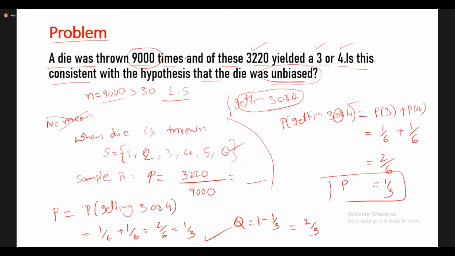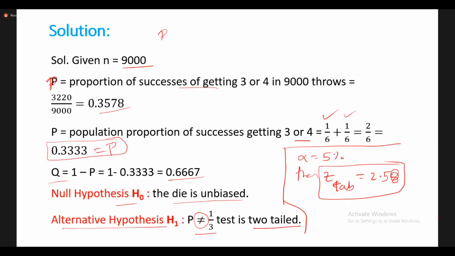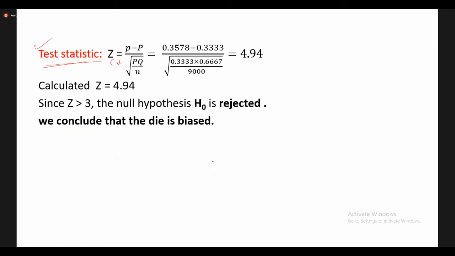Yes, see, this is the question, right? Alpha is not given. Is that clear? Alpha is not given, that's why we take 5%. If alpha is given, take that value only. If alpha is not given, we generally take 5%. Alpha is 5%, the test is two-tail. After that, Z calculated.